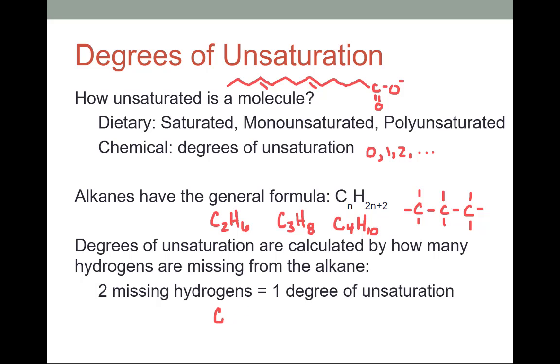And so if we were to compare, for instance, the formula for ethane to the formula for ethene, we can see we're losing 2 hydrogens. So delta 2 hydrogens, we're missing 2 hydrogens, which means I have 1 degree of unsaturation. Okay. We can calculate that.